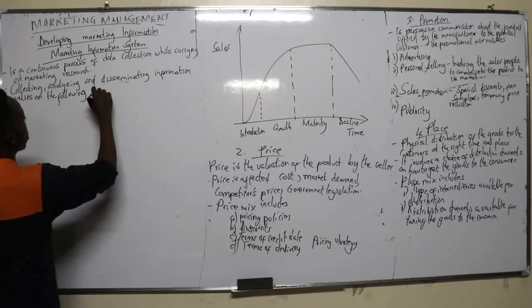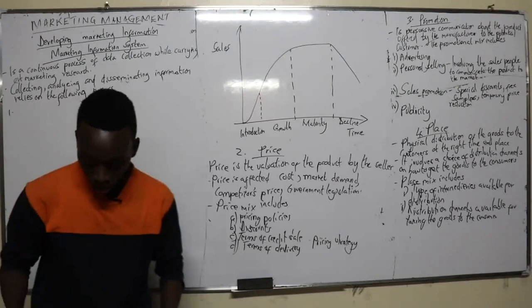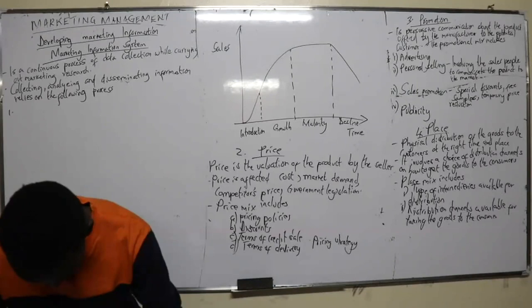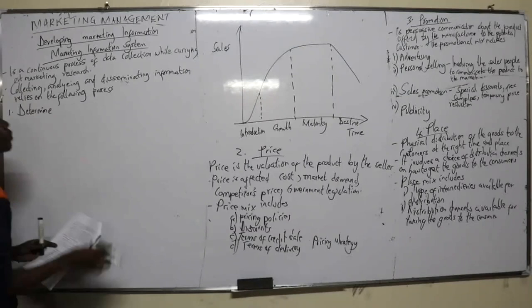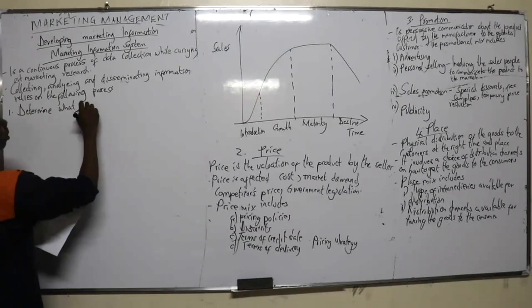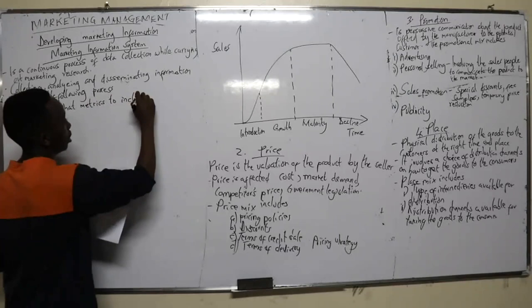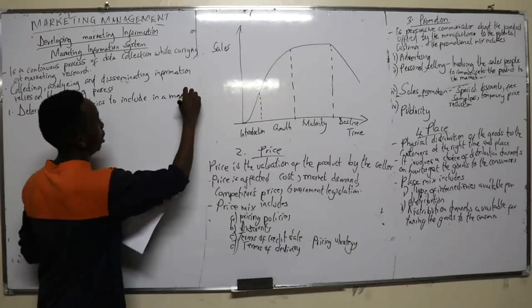relies on the following process. So one, is you determine the basis for which you will source for this marketing information. So determine what metrics to include in a marketing information system.